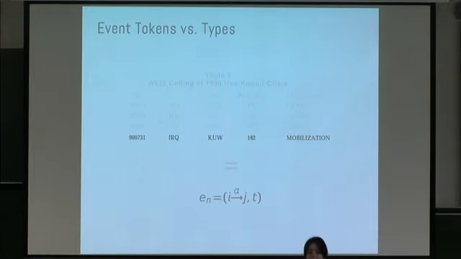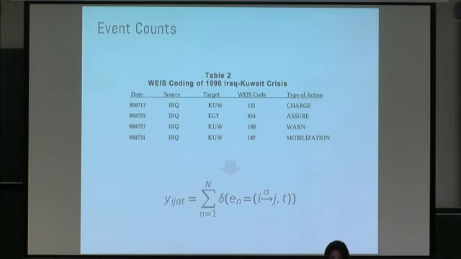So I want to start by distinguishing between event tokens and event types. Each row here on this slide corresponds to a single event token of a particular event type. For example, the last row is an event token of type Iraq, Kuwait, mobilization, July 31st, 1990. Another way to represent a data set like this is therefore to count the number of event tokens of each distinct event type. So here, y_ijat is the number of event tokens of event type ijat.